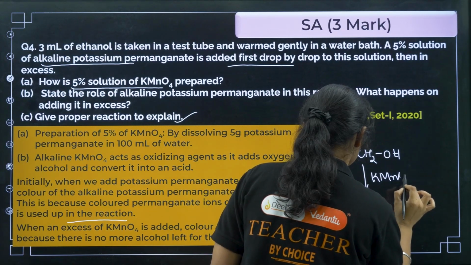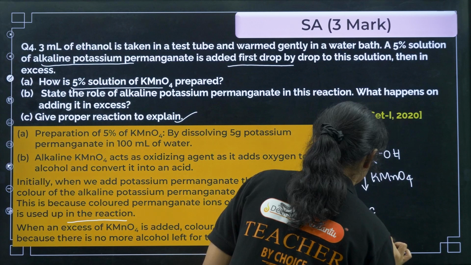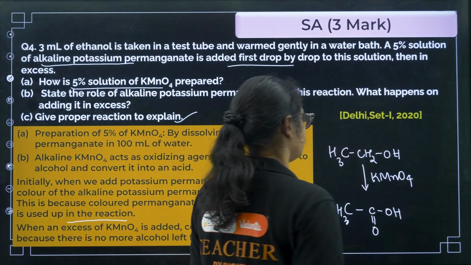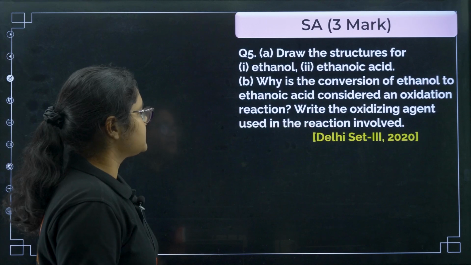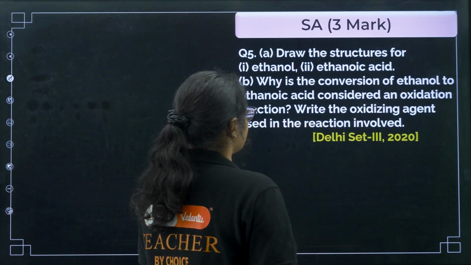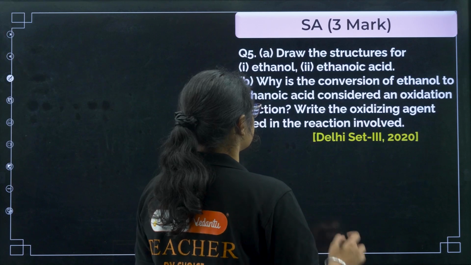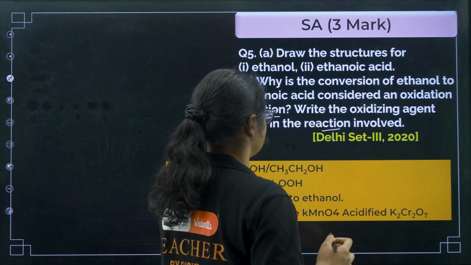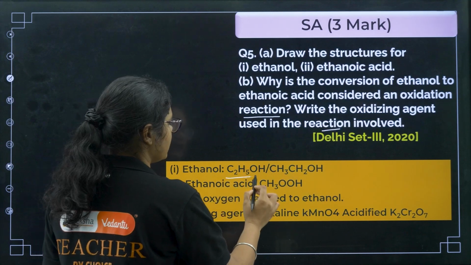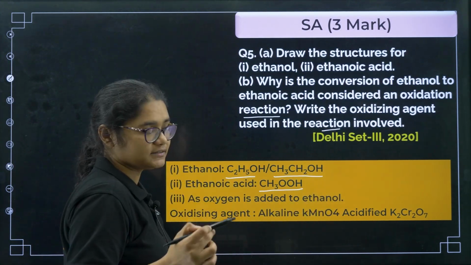Okay. You will get, okay, clear, ethanol to ethanoic acid. Next is: draw the structure of ethanol and ethanoic acid. Why is the conversion of ethanol to ethanoic acid considered an oxidation reaction? Write the oxidizing agent involved in the reaction. Okay, so ethanol is C2H5OH or CH3CH2OH and ethanoic acid is CH3COOH.